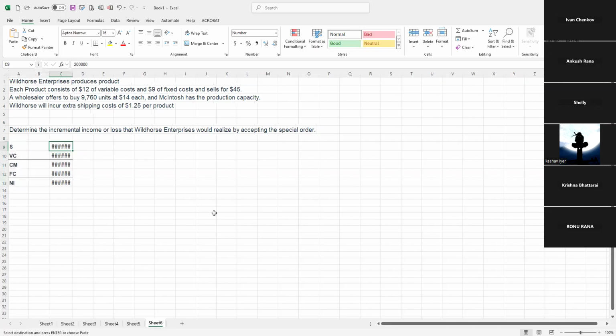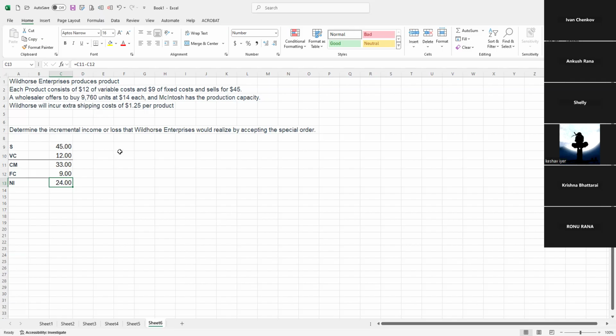So what's my sales price? 45. How much is my variable cost? 12. So that's a $33 contribution margin. How much is my fixed cost? 9. That's questionable, but per unit, let's say it's 9. Because remember, fixed cost per unit goes down when we're producing more units. So the fixed cost per unit is not a stable number. Just keep it in mind.